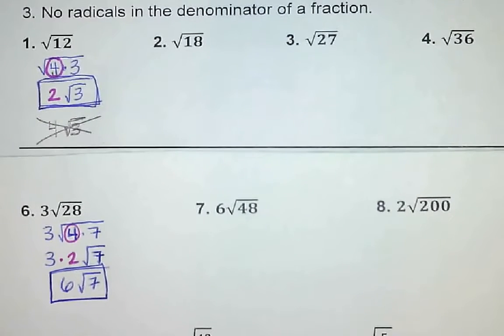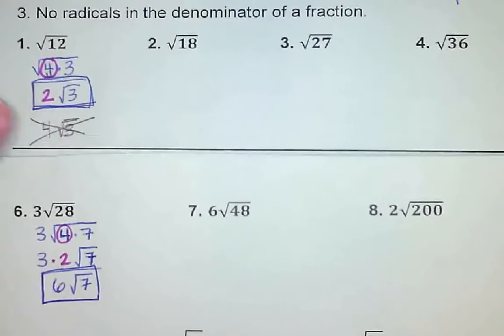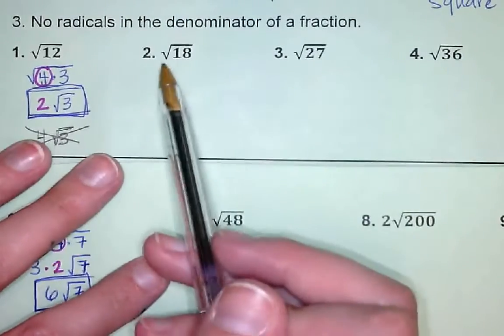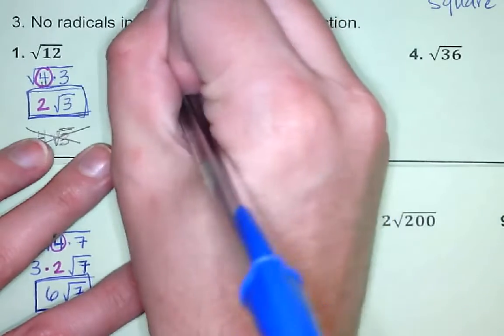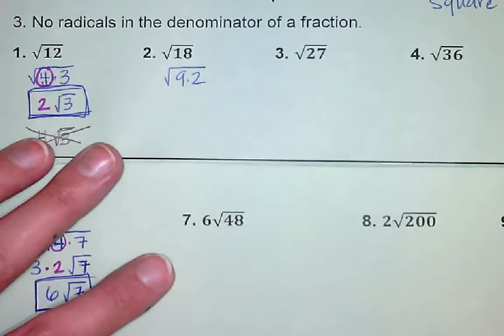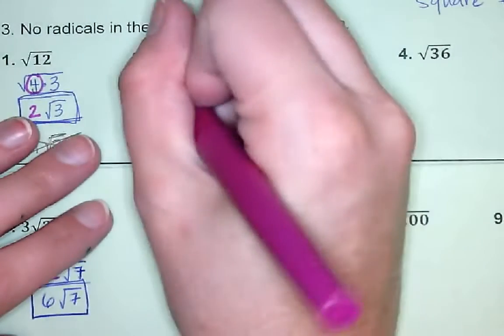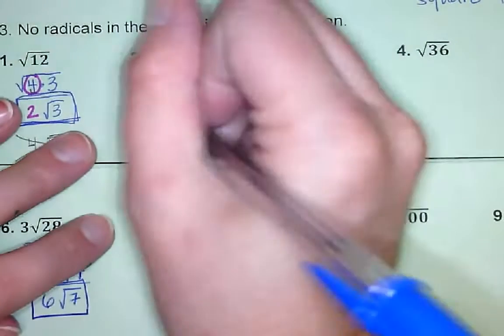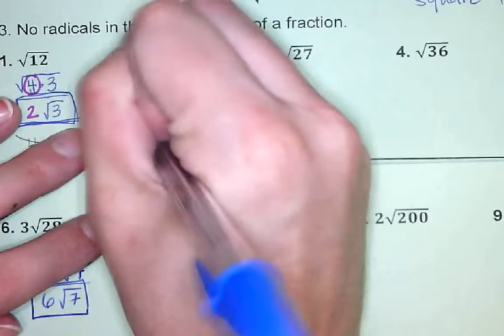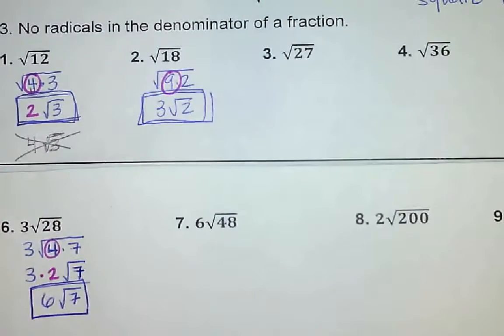So I want you guys to work on simplifying. All right, so I want to go over a couple of these with you guys. So for the square root of 18 here, we can break that down into 9 times 2. And then the square root of 9 will give us that 3 square root of 2. Are you guys good with that? Y'all feel good about the 3 square root of 2 there?